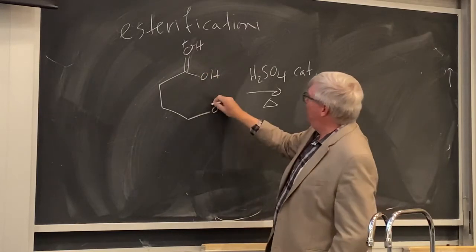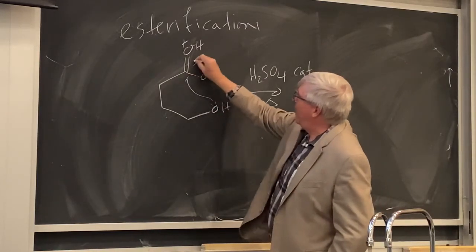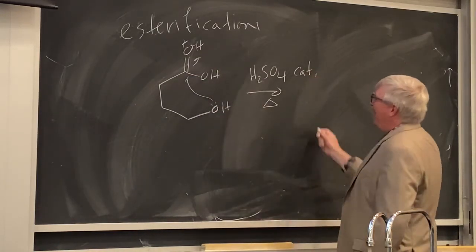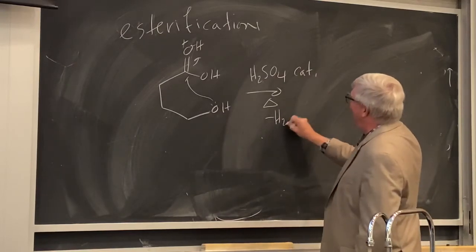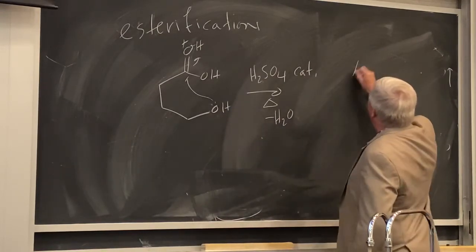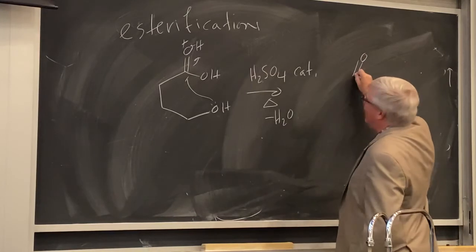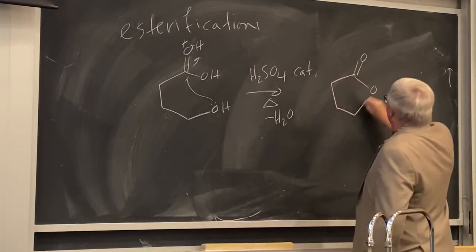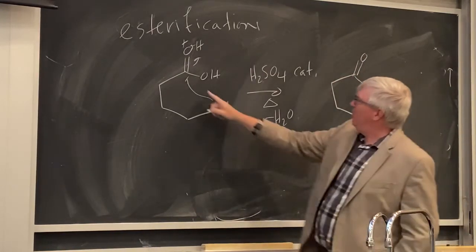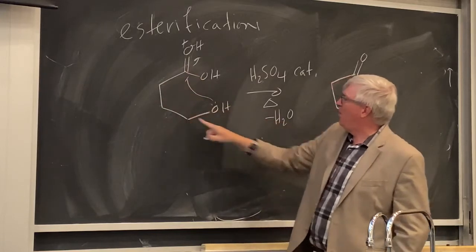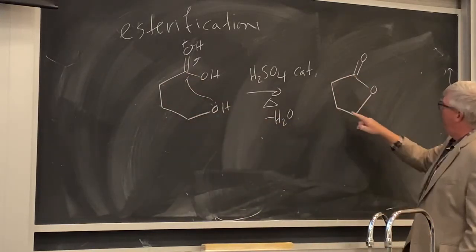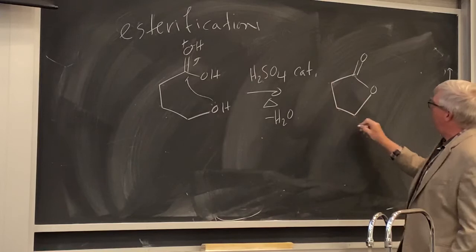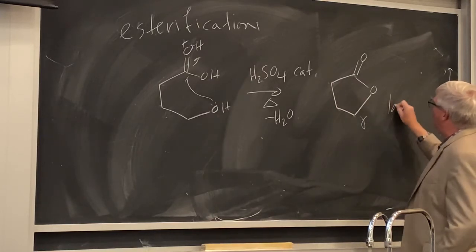But once it protonates there, we can have this attack here, right? And then we can what? Eliminate water. Water will be a byproduct. And what's our product in this case? Yeah, it's the lactone. And which lactone is it? Let's see, 1, 2, 3, 4 carbons. 2, 3, 4. Yeah, alpha, beta. This is the gamma lactone product.